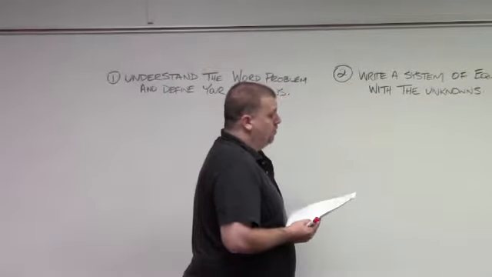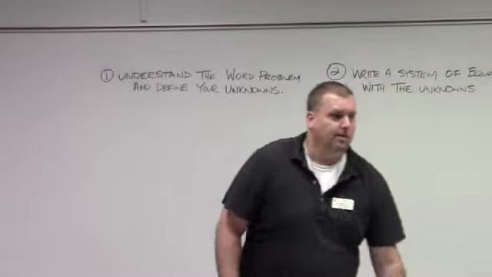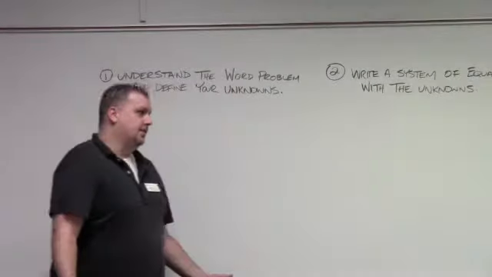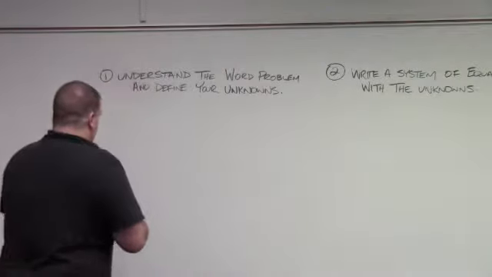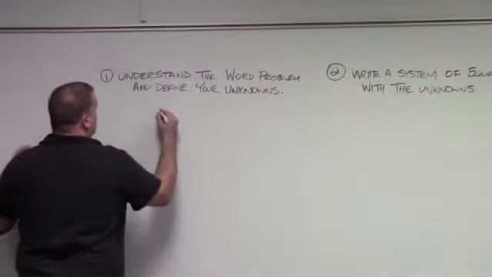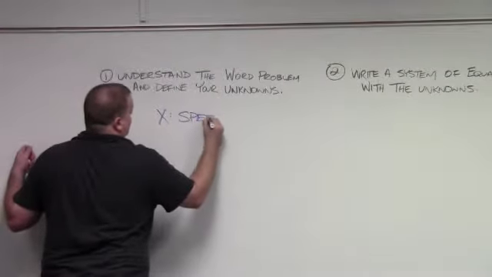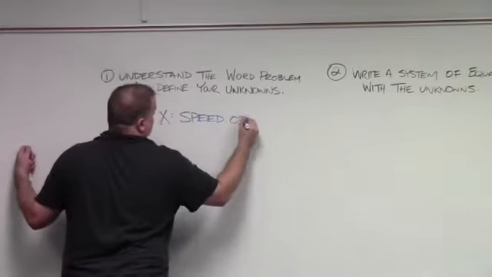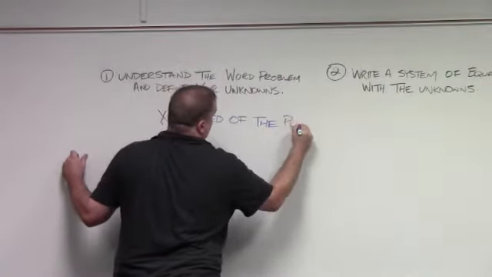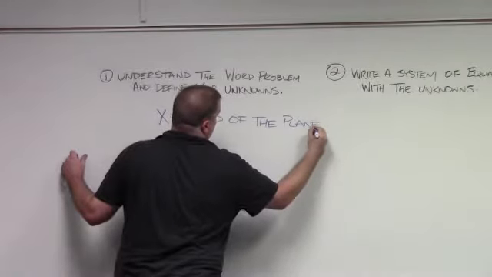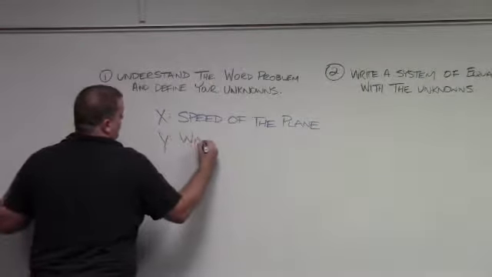And what is the speed of the wind? Is this very similar to the boat problem, right? Except instead of upstream and downstream, you have against the wind and with the wind. So, we'll say x is the speed of the plane. And we'll say y is the wind speed.